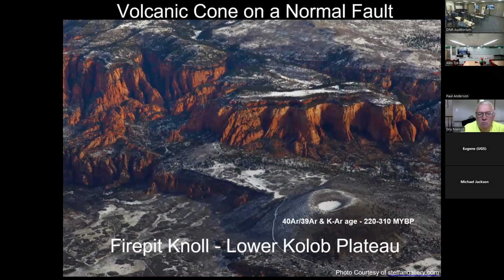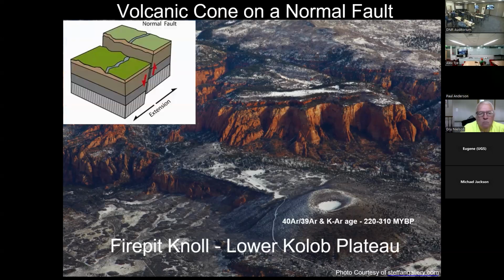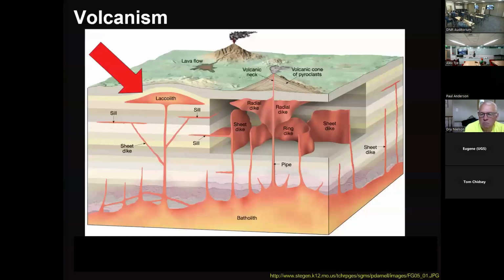Here's another view of it. This is taken from a balloon ride. My son took this actually from a balloon ride. You can see the upthrown block and the downthrown block and the cinder cone located right along that Fire Pit Knoll. In an ideal world, what you'd like to see is a fault communicating with a magma chamber with an eruption right along it. We live in a pretty ideal world, southern Utah.